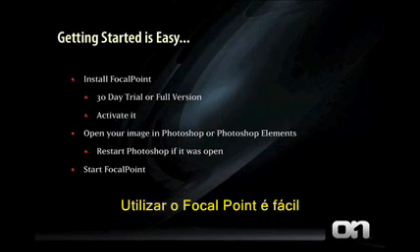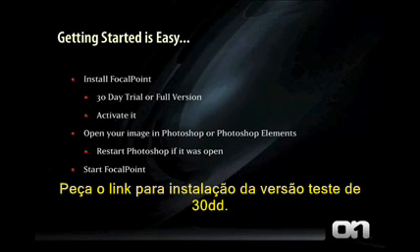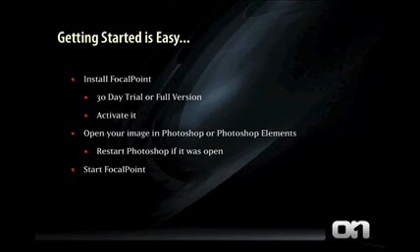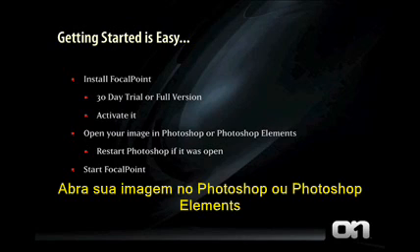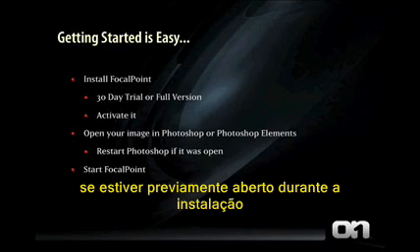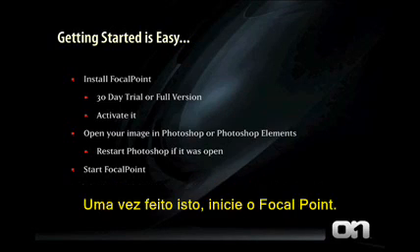Getting started with Focal Point is easy. First, you'll need to install it. You can do this from either the 30-day trial available on the ON1 website or from the full version if you've purchased Focal Point. If you're installing the full version, you'll need to activate it as well. Then go ahead and open your image in Photoshop or Photoshop Elements. If Photoshop was open when you installed Focal Point, be sure to restart it. Once your image is open, go ahead and launch Focal Point.